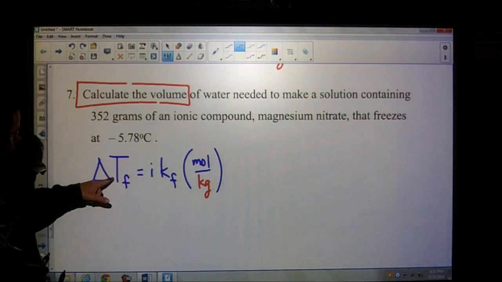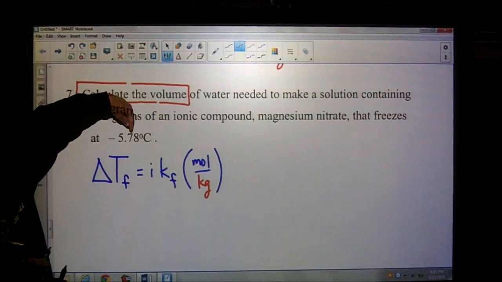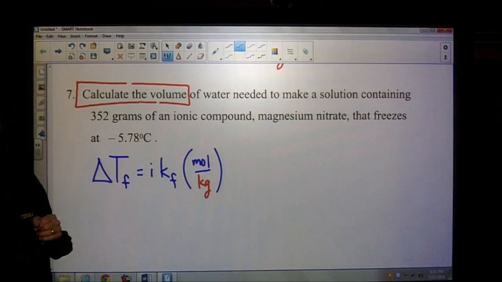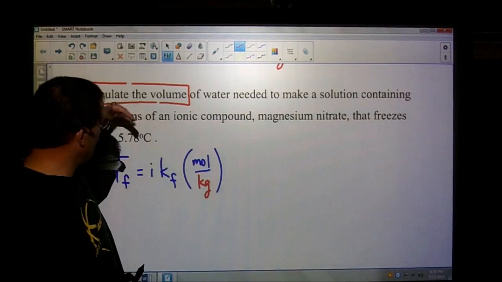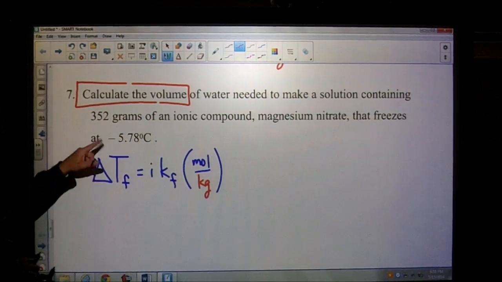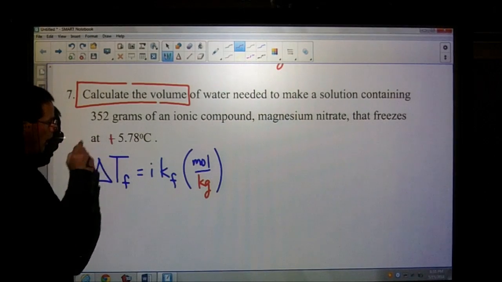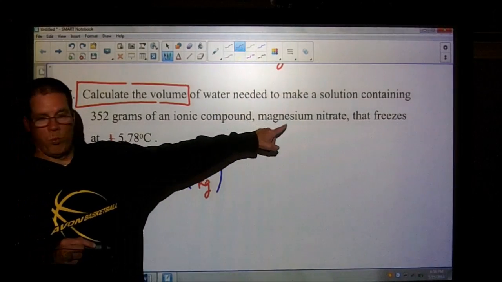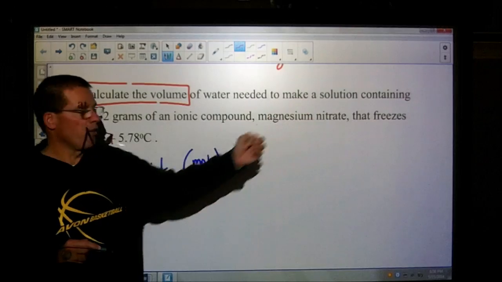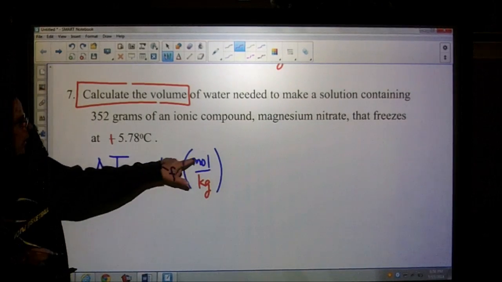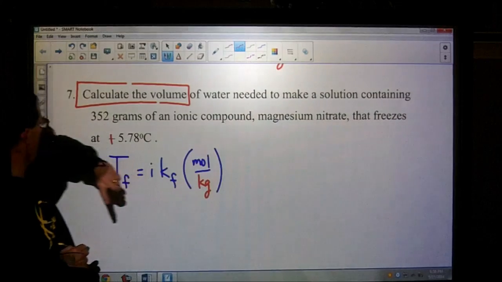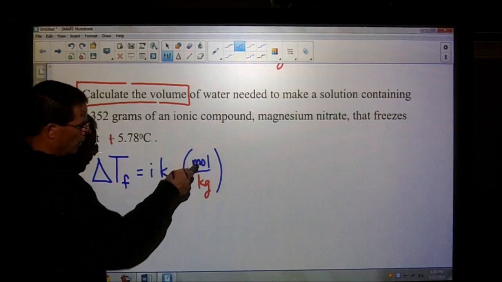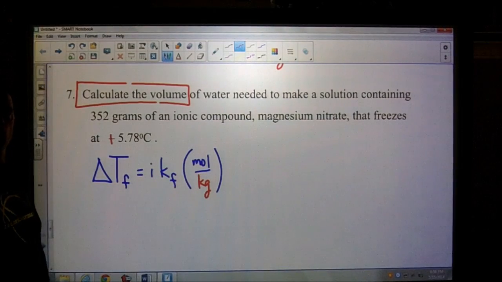So we know our delta T sub F, bam, right there. Since we know that water freezes at 0 and it had a change of 5.78, positive, because again, remember, whatever your delta T is, we subtract that from 0. So we know our delta T sub F is actually a positive 5.78. We know our I because, well, we will here in a second. Magnesium nitrate, we can find that. We know our constant. We can find out how many moles we have because we have 352 grams of the ionic compound. So we know this, and the moles. The only thing we don't know is kilograms.